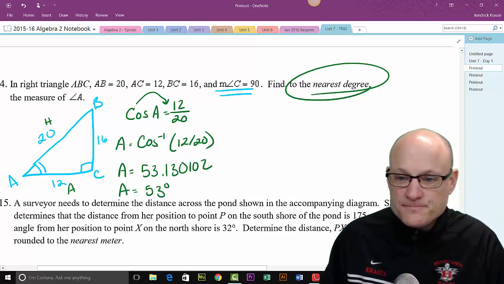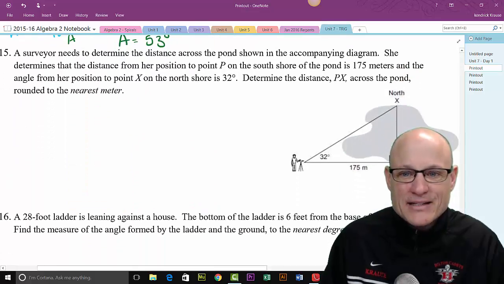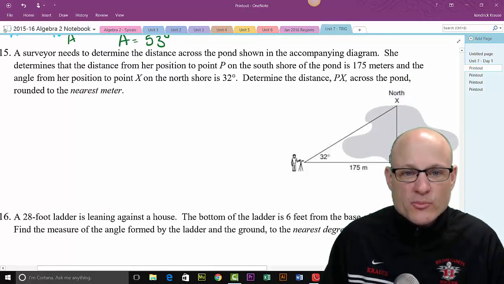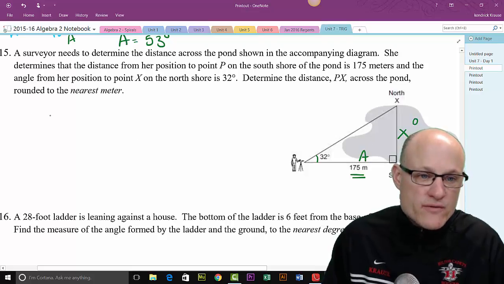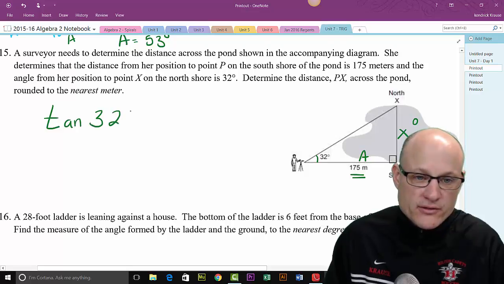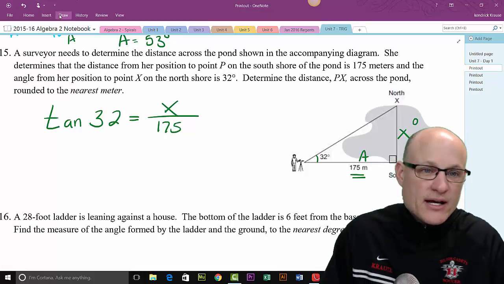Moving down, kids. A surveyor needs to determine the distance across a pond. She determines that the distance from her point to position P is 175 meters, and the angle from her position to the X is 32 degrees. Find the distance across the pond. Opposite and adjacent. By now you know the function tangent. We've killed that one in this. So tangent of 32 degrees is equal to opposite X over adjacent, which is 175.